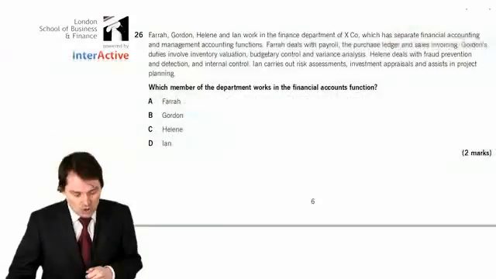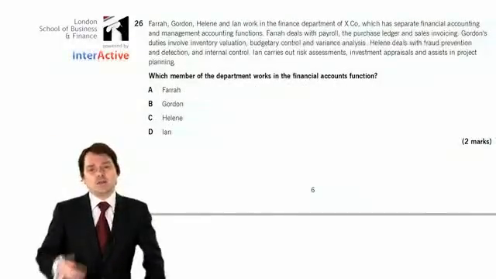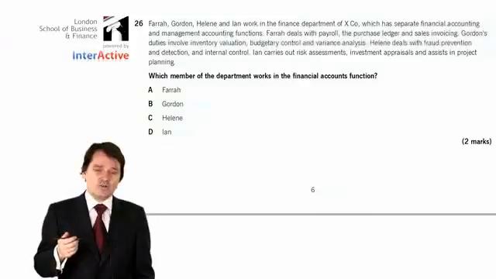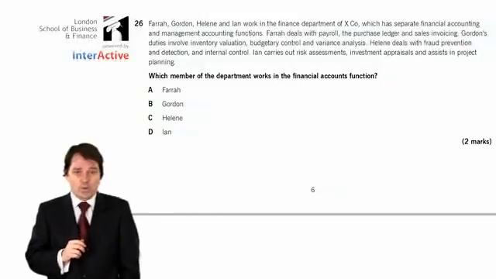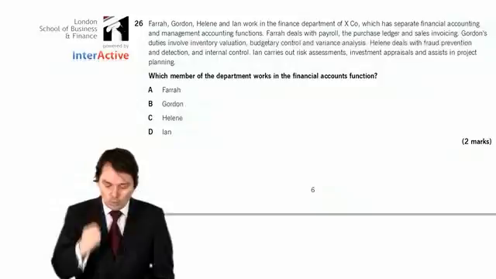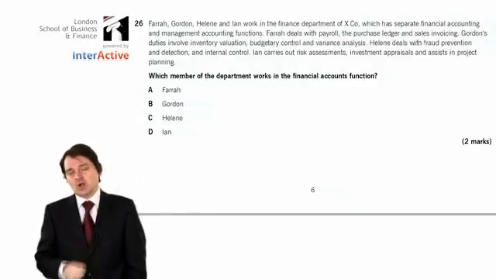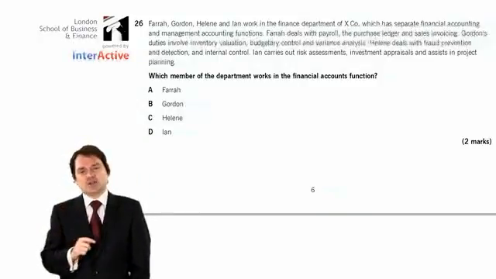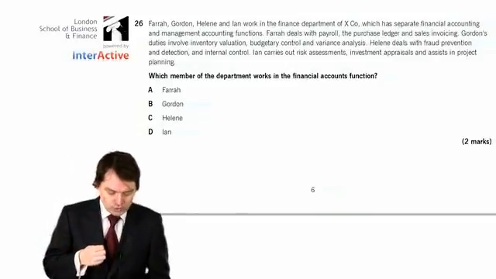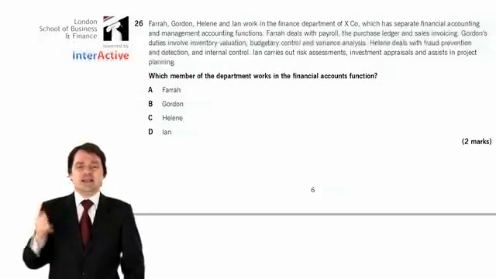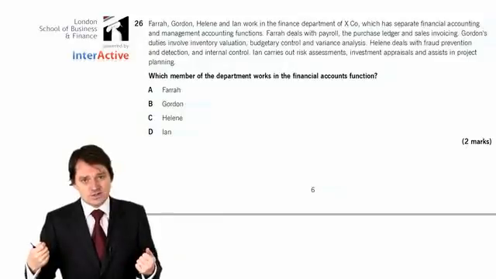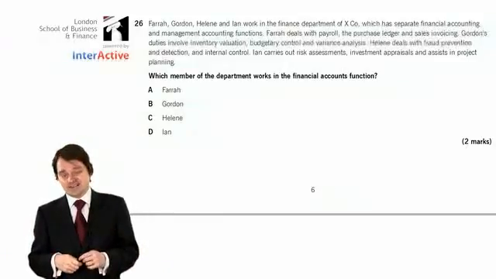Right, question 26. Another example, like the one we had a little while ago with the shipbuilder, where there was a long scenario and then a fairly short requirement. Which member of the department works in the financial accounts function? So one person will be doing financial accounting and 3 people won't. So Farah, Gordon, Helen and Ian. So let's just work our way through and find which of them definitely don't. And that will leave us with one that does.